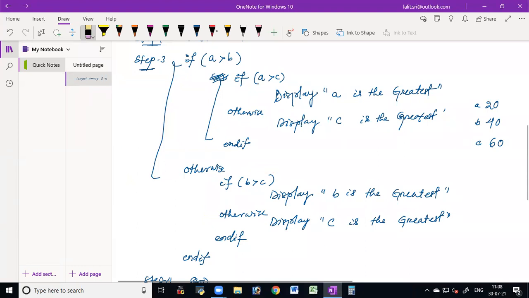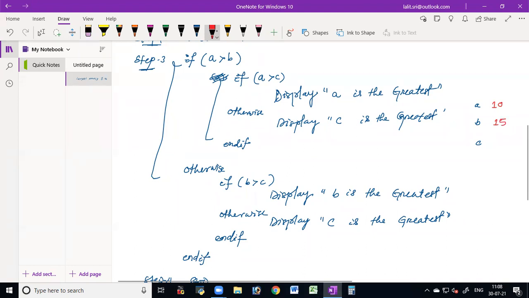10, 12, 13. Same thing, because you are sequentially telling this one is the smallest, then this.